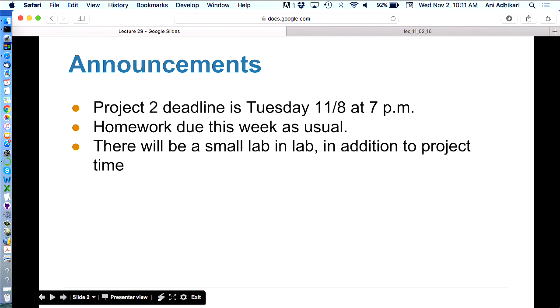Labs tomorrow and Thursday. There is a small lab that you're going to do on the stuff that we're currently working on. And then there will be project time. So there is actually a lab, unlike, I think, last time when you had Project 1. It was all lab time?